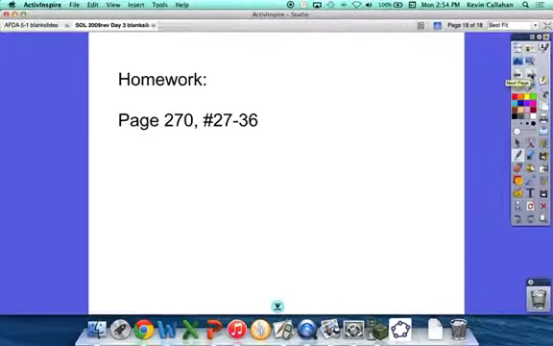So the homework is going to be this. This is going back to the quadratic chapter and factoring. So write it down, and then we're going to take a quiz in a few minutes.